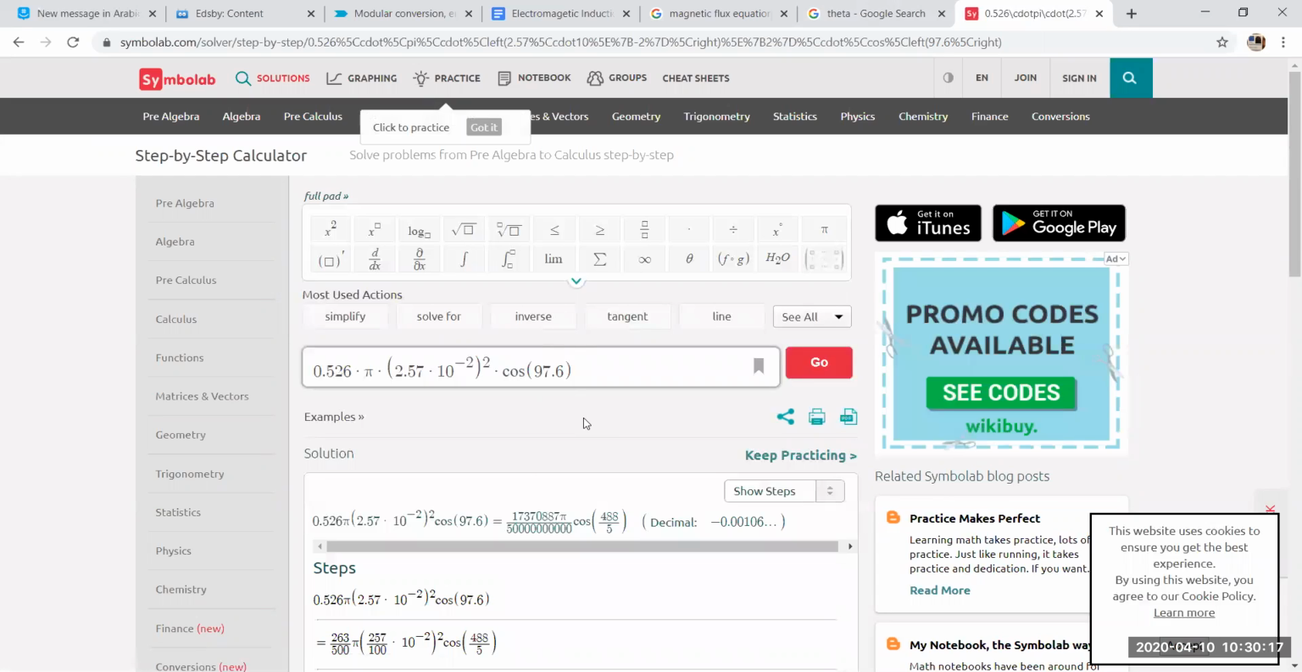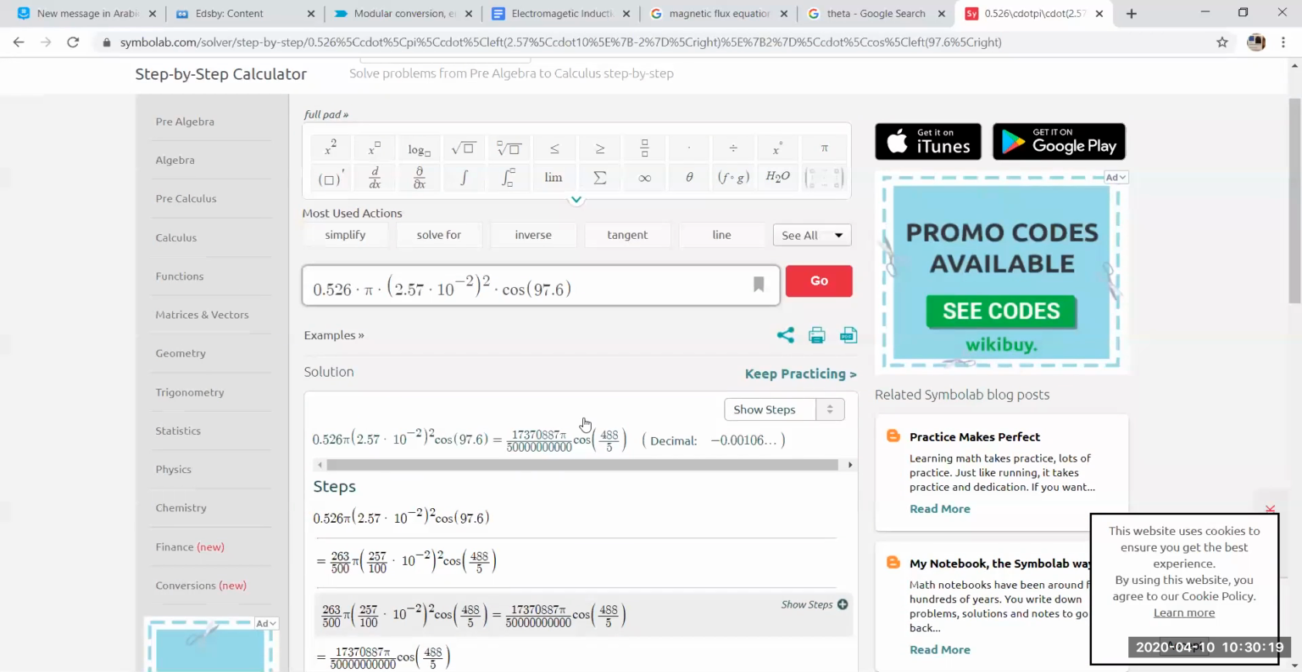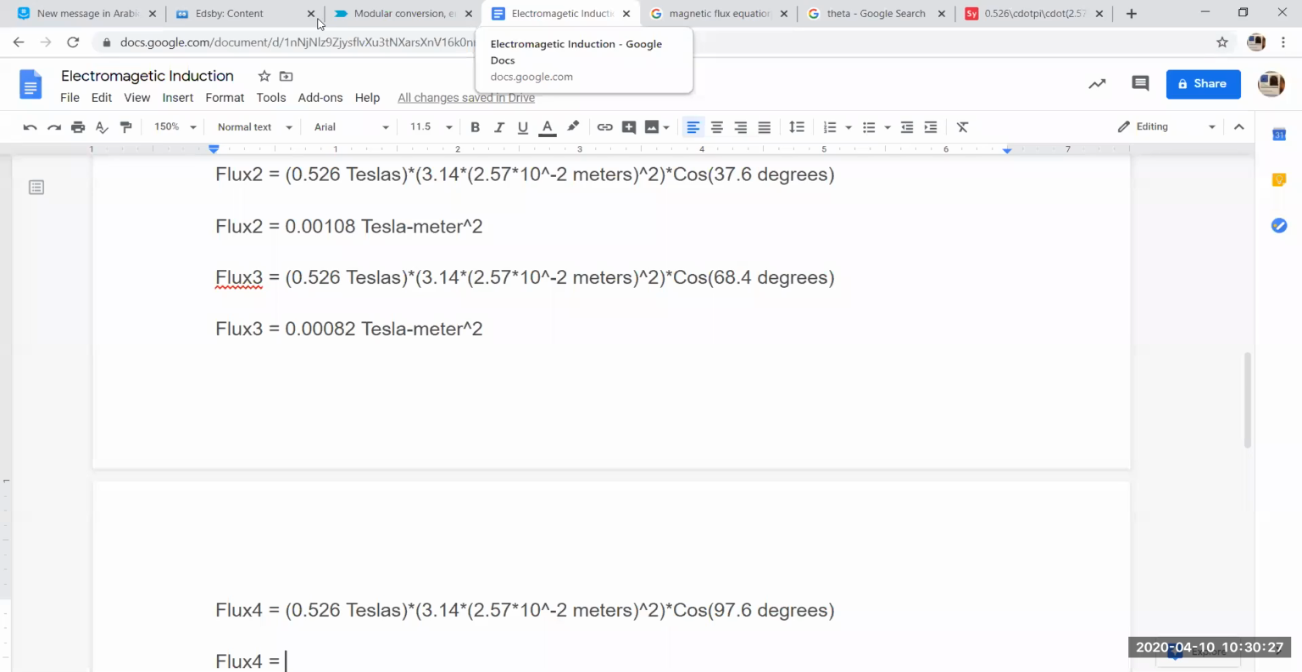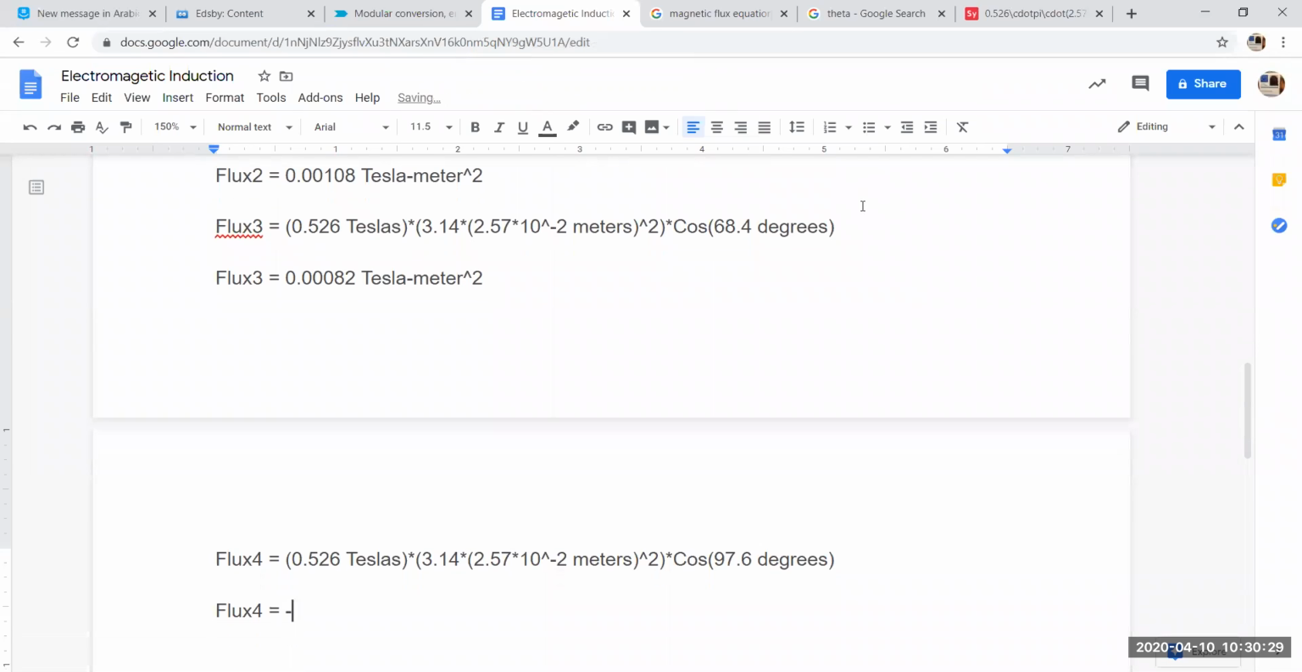All right, and what do we get? That's going to be a negative. So it's going back negative again. Negative 0.20106. And that again is in Tesla meter squared as a measurement.